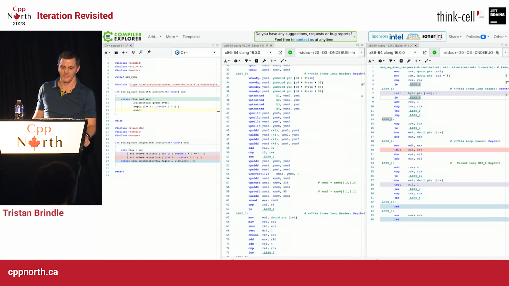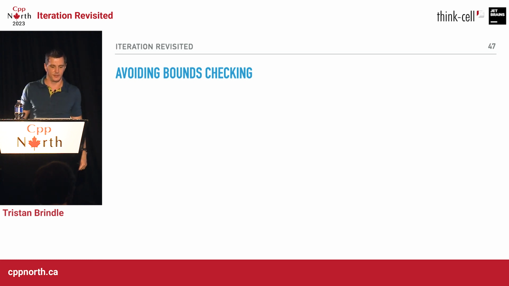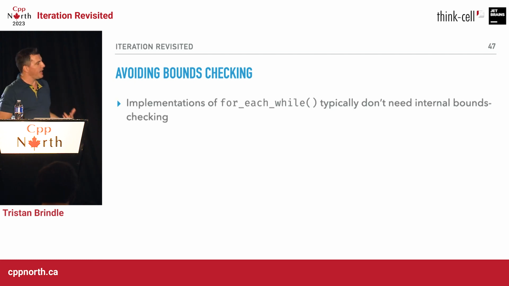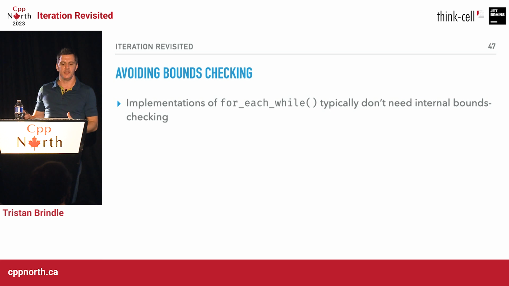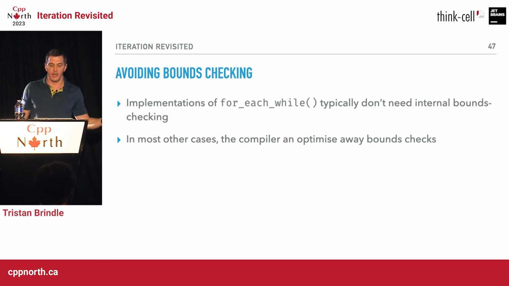Okay, I'm out of time, but I have 2 more slides, so let's just very quickly go through those. If we are in this happy case where we can use the for each while algorithm, typically we don't need to do any internal bounds checking because we don't expose any cursors. We're just going from start to finish. We know where the beginning is. We know where the end is. In many other cases, the compiler can optimize away bounds checks.